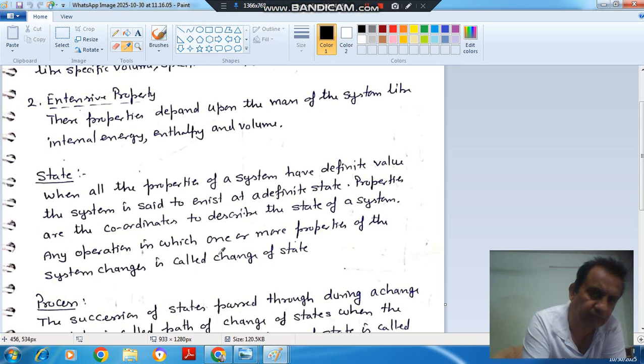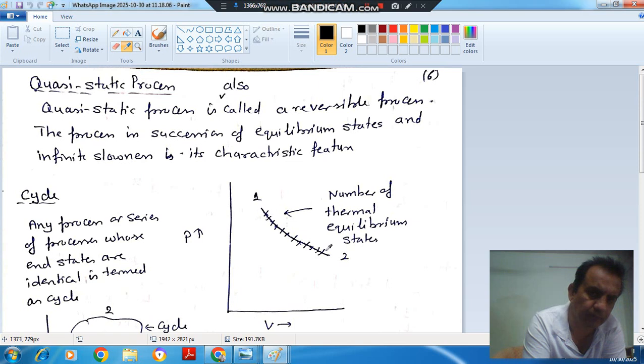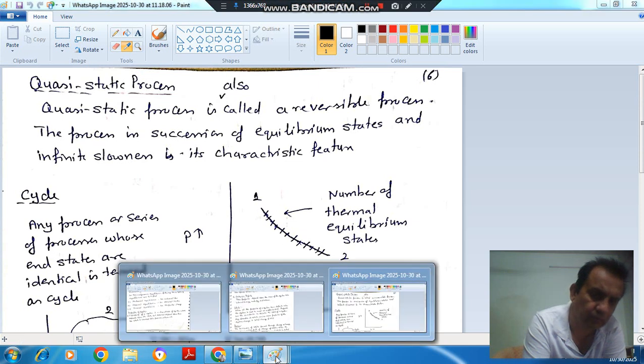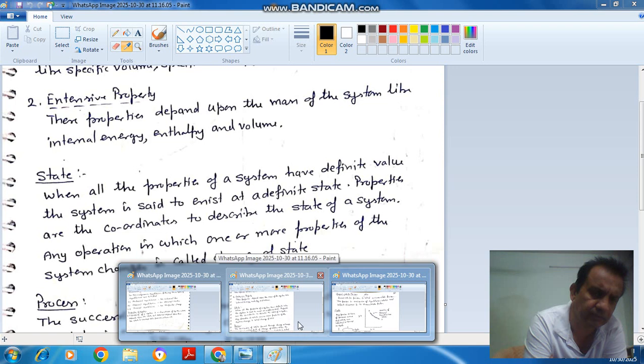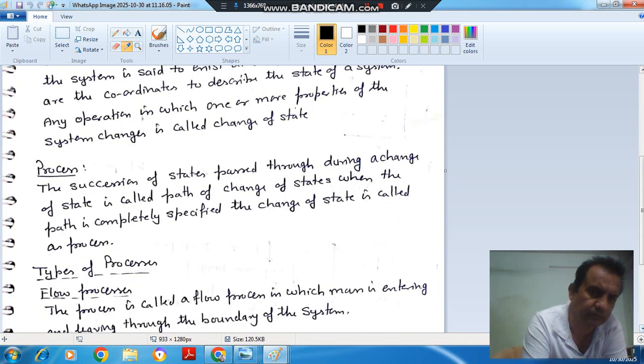Any operation in which one or more properties of the system change is called change of state. So here from 1 to 2 properties are changing. If any one of them is changing, if P is changing, if V is changing, then it is change of state. Any property changing means it is a change of state.